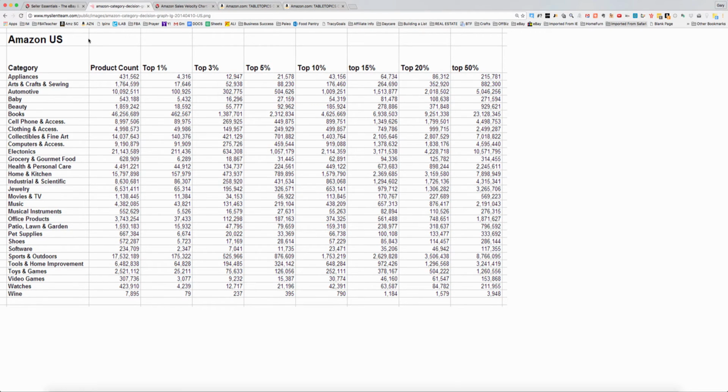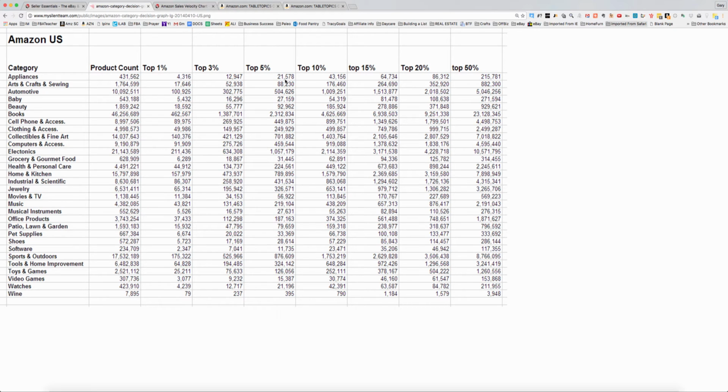So in a traditional sales rank percentage chart, you know, the top 1% category, it tells you, okay, anything under 4316 rank in this category in appliances is in the top 1% because there's a total of 431,000 products. Anything in the top 5% is going to be 21,578 or less. So a lot of people will say, okay, top 5%, that sounds really good. Products must be moving if they're in the top 5% of a category.